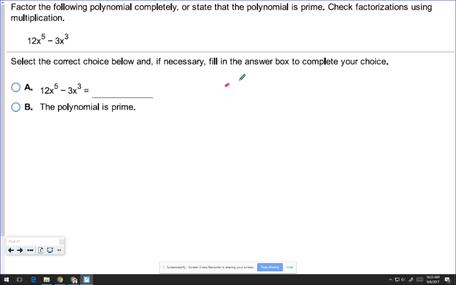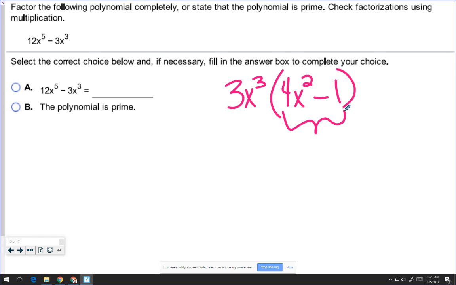Again, two terms, GCF comes out. That would be 3x cubed. On the inside, I'm going to be left with 4x squared minus 1. Again, that's a difference of squares. So it would be 2x minus 1, 2x plus 1.